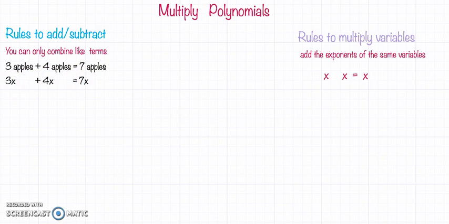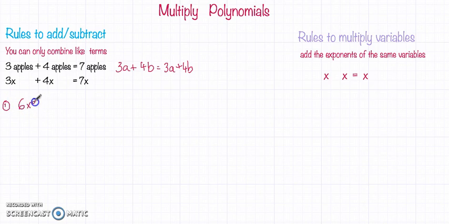Now what if you were adding 3 apples plus 4 bananas? Are they both the same fruit, or are they both like terms? No, they're not. So you cannot add them, so your answer here would just be 3a plus 4b because you cannot combine them. So you can only combine like terms. That's the rule to add or subtract polynomials. I'm going to give you a few examples here.